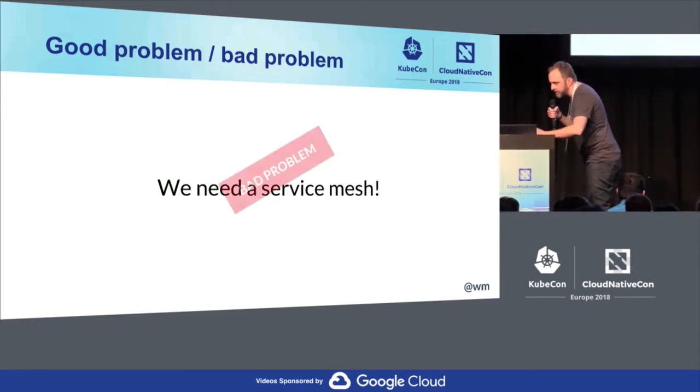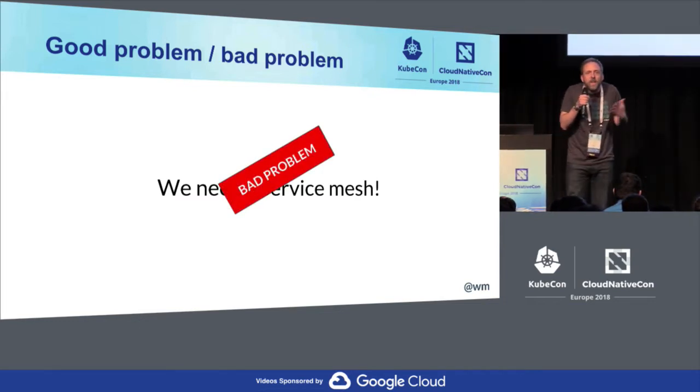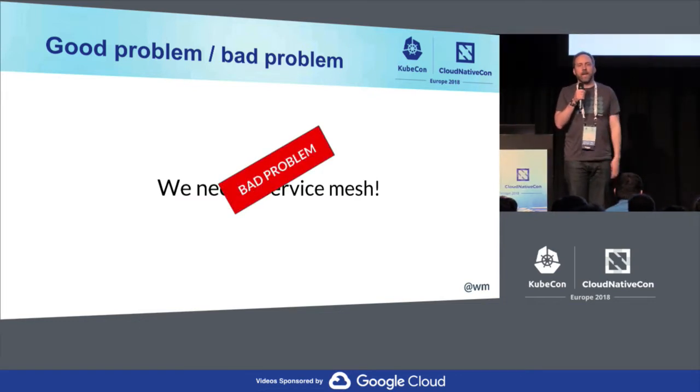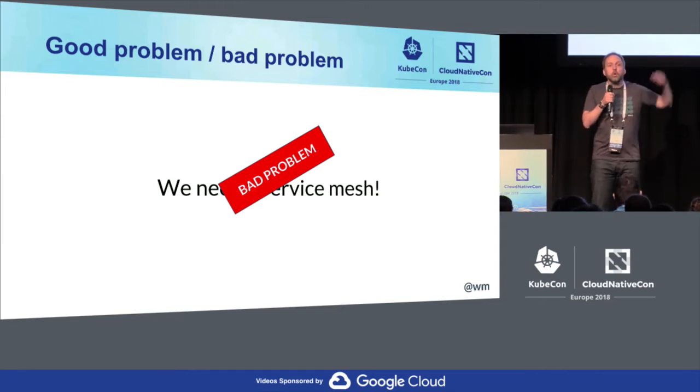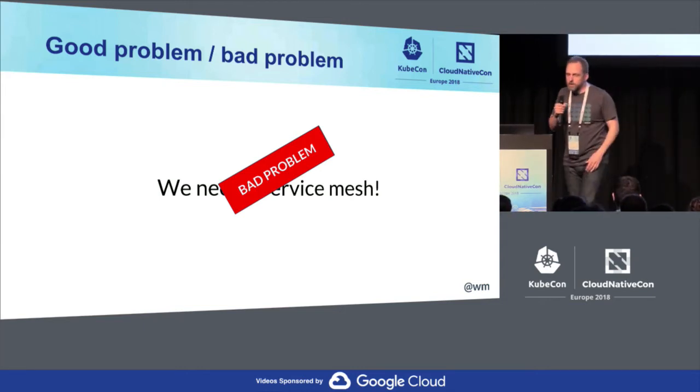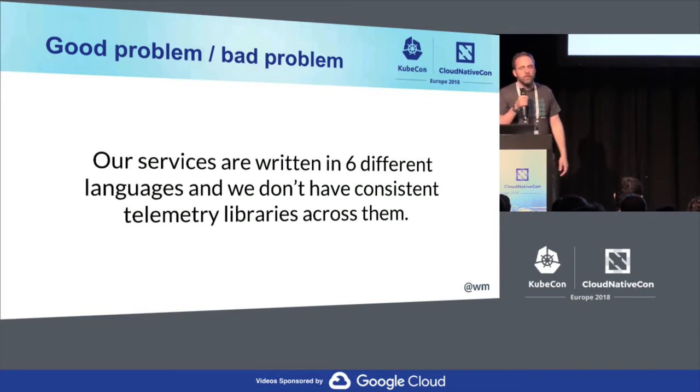Survey says, bad problem. That's right. That's not a problem, right? That's a statement of fact. We don't have a rocket ship, so therefore we need to buy a rocket ship. No, right? The problem should be something like, I want to go to the moon, and therefore I need to buy a rocket ship. Okay, next one.